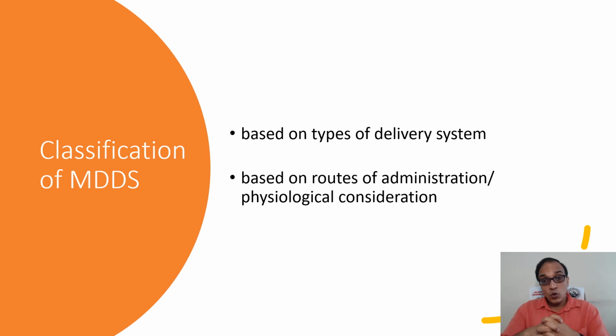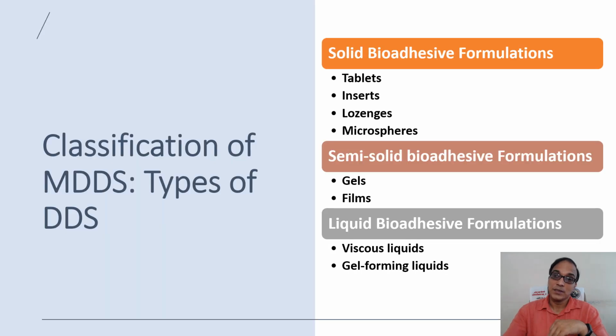We can classify mucoadhesive drug delivery systems, number one, based on types of delivery system, and number two, based on routes of administration or the physiological considerations. Now let's see the classification of MDDS. As you can see here, they may be either solid, semi-solid, or liquid bioadhesive or mucoadhesive formulations. Solids may be subdivided into tablets, inserts, lozenges, and microspheres. Semi-solids may be gels and films. The liquids may be viscous liquids and gel-forming liquids. So we can classify them depending upon the states.